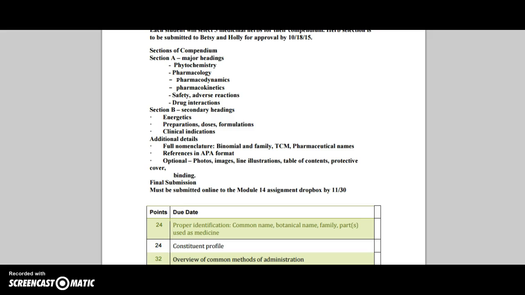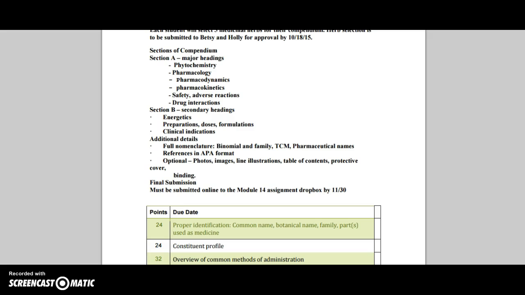Additional details, we want to see full nomenclature of the plants. So if we're looking at dandelion root, for example, you'd want to put Taraxacum officinale and family Asteraceae. We want to know the traditional Chinese medicine name for this plant, and any pharmaceutical names, so any actual drugs that contain this plant and what their patented names are. The references, both in text and in your reference section, should be in APA format.